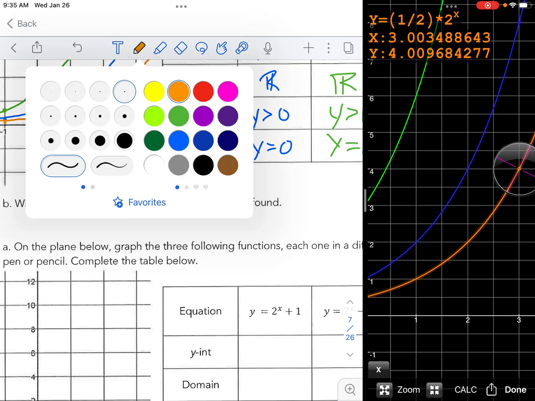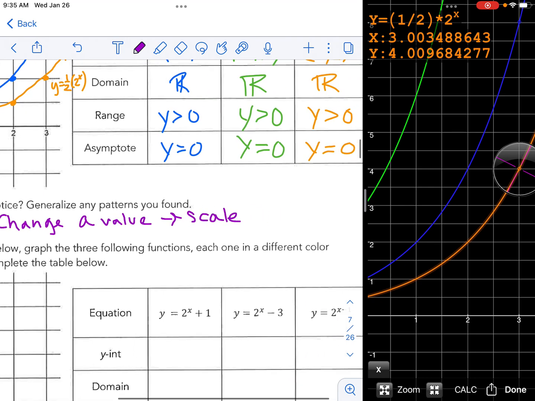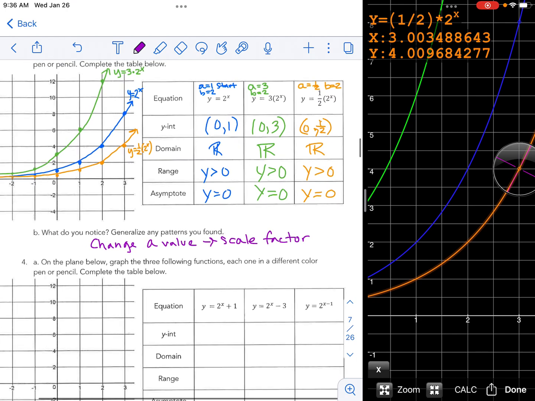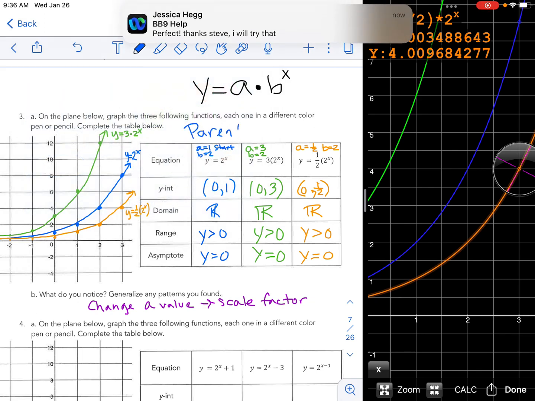We're changing a. So when we change that a value, that is our scale factor. I think I used that word in the previous unit when we were graphing. That's our scale factor. It's scaling everything by that a value. When a is 3, everything tripled. When a is a half, everything got cut in half compared to that blue function. We could almost call that blue function our parent function.